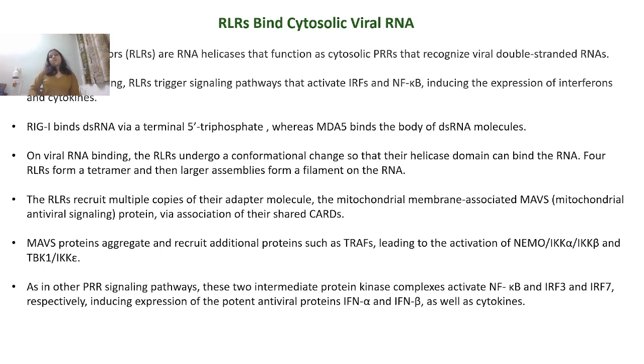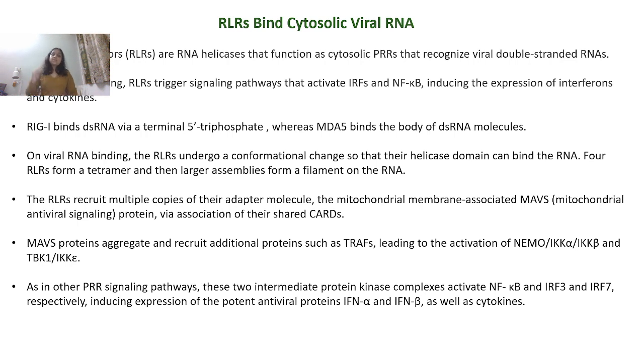On viral RNA binding, they undergo a conformational change. They have a helicase domain, and this helicase domain can bind to the RNA. Here, instead of forming a homodimer or heterodimer, four RLRs form a tetramer, and then larger assemblies form a filament on that RNA. And they recruit multiple copies of an adapter molecule, MAVS, or mitochondrial antiviral signaling protein, via association of their CARD domain.